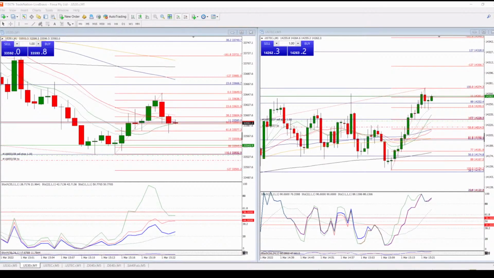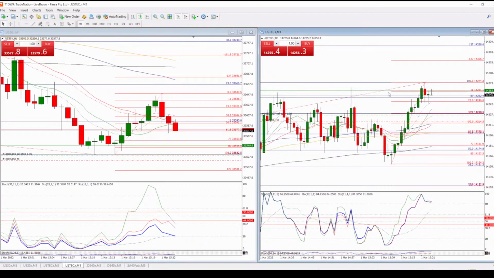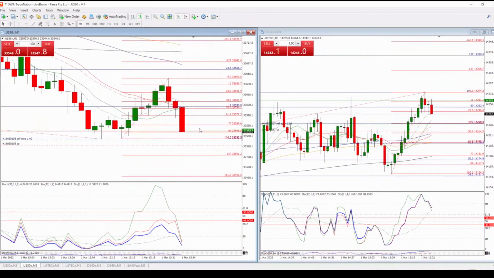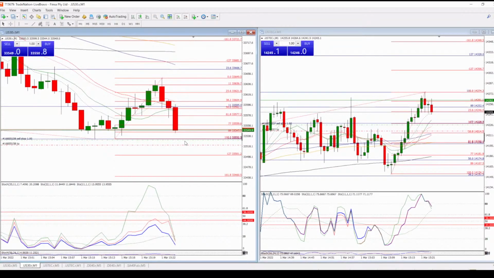US Tech, we did break that 61.8 opening margin. We're still very close to that. We've seen so many times where it breaks and it just pulls back, breaks, pulls back, breaks, pulls back, and then just decides to turn around. So still not gonna put a buy stop in there at the top of US Tech. Watching Dow for that sell stop.